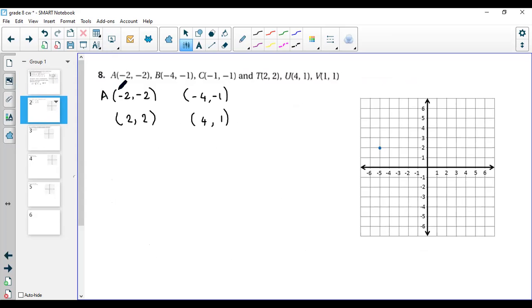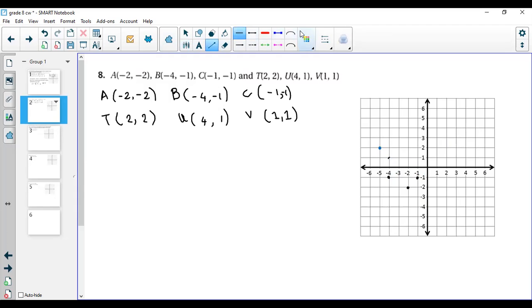Now these are the coordinates. This is for A, B and C. Let me write down for C. I always write it like this so that I know which are the corresponding coordinates. So TUV is 1 and 1. Let's draw the pre-image first. So the pre-image is ABC, negative 2 and negative 2. So that's here. And then negative 4 and negative 1. It's here. Negative 1 and negative 1. So that's a triangle here.